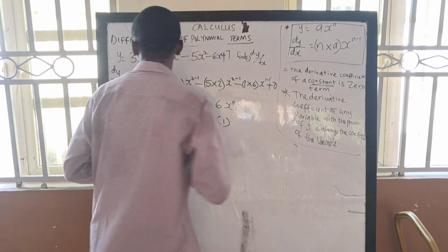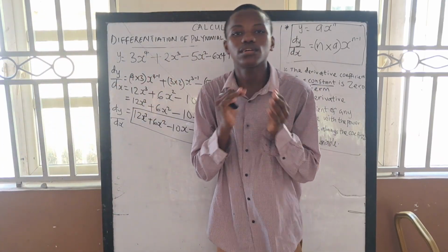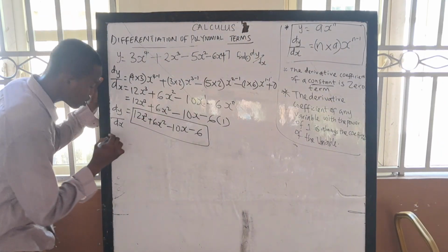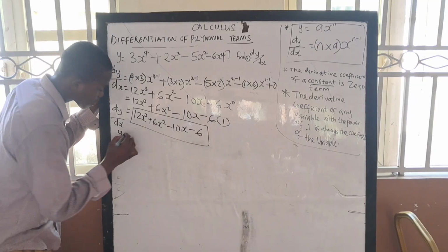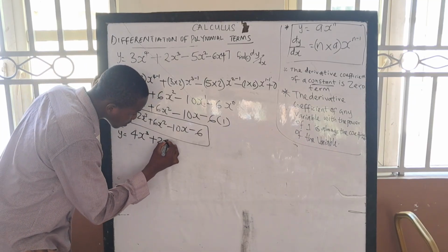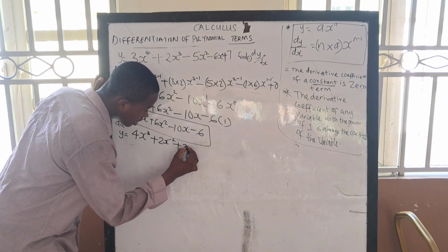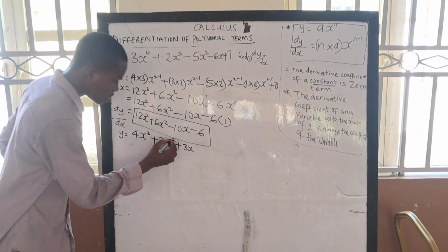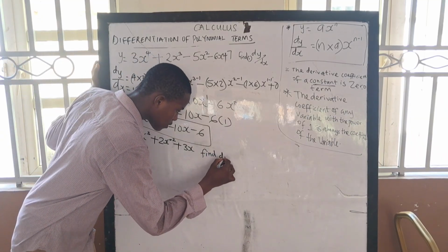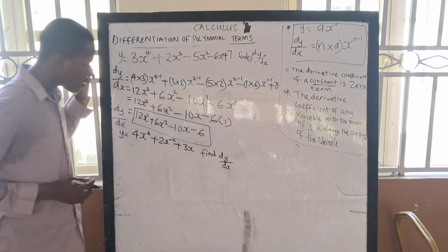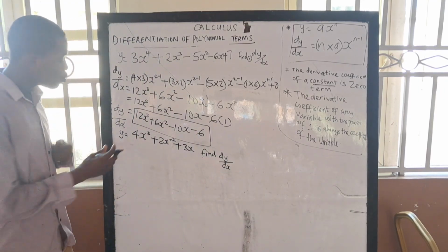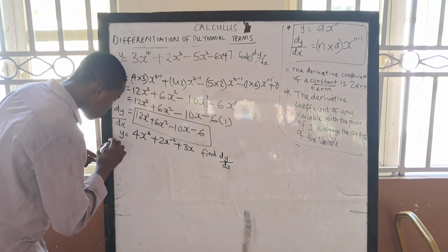Let's have another question on differentiation of polynomial terms now. If you have a question like this, we have y equals 4x raised to power 3 plus 2x raised to power minus 2 plus 3x. Now, we're asked to find dy/dx. The same method now.